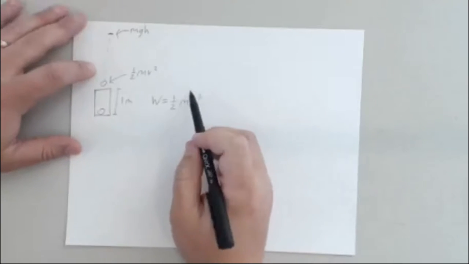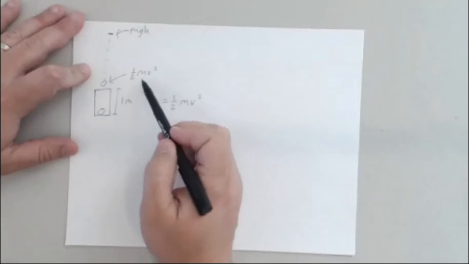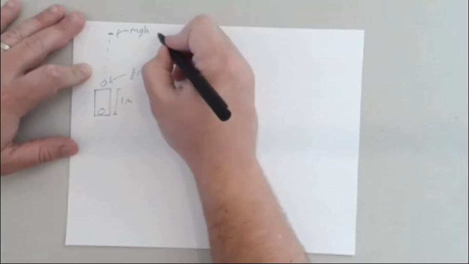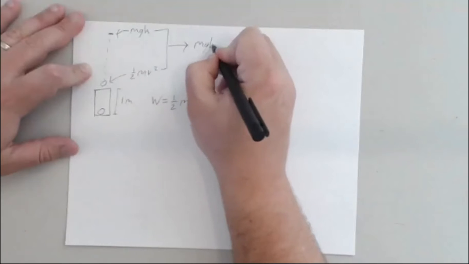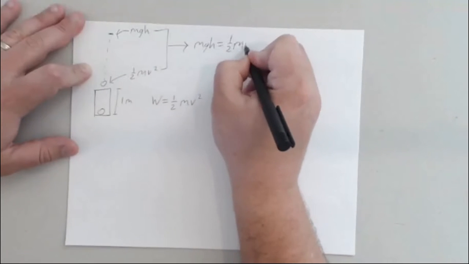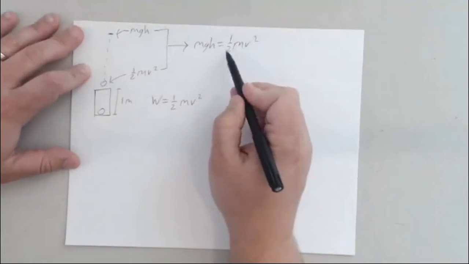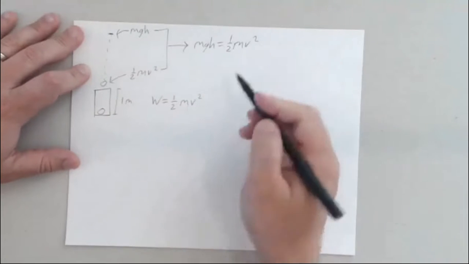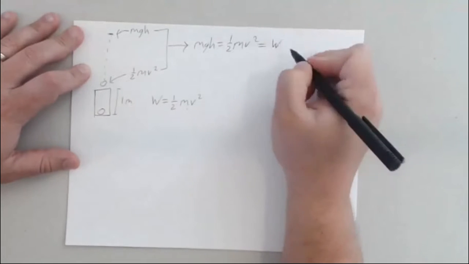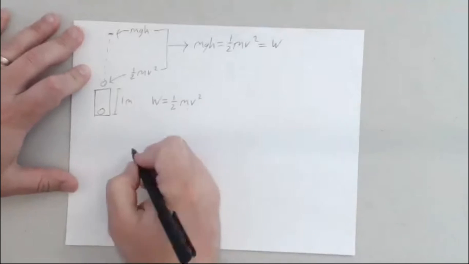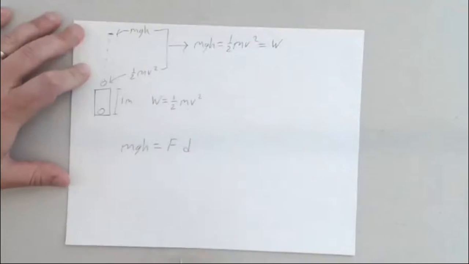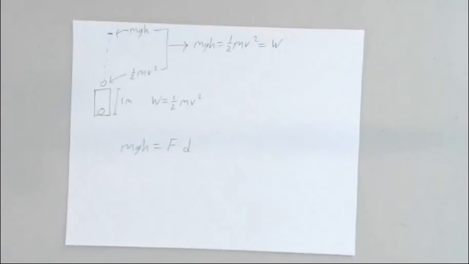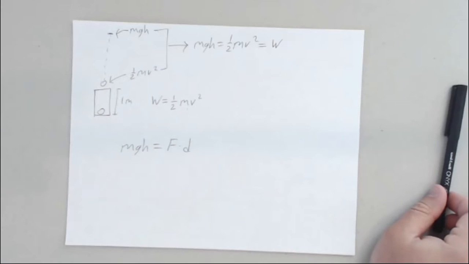And we can even make our lives easier by realizing that this statement right here, what's going to come from here is mgh equals 1/2 mv squared. And we can even make our lives easier by realizing that and that are the same. So that's just the same as the work. Which means if I take this whole thing down here, I get that mgh is the force times the distance, which doesn't require us to use Desmos to solve a quadratic.